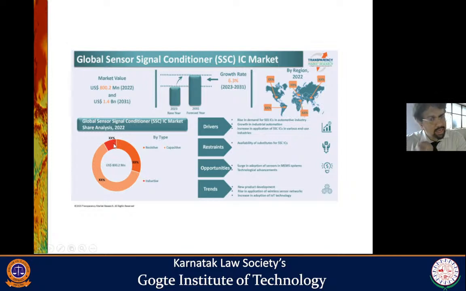Here you can see we generally categorize sensors as resistive, capacitive and inductive sensors. Out of that, you can see the market for capacitive is high, inductive also, as well as resistive. So if you combine and have the knowledge about all these types of sensors, you are going to do great. You can see the opportunities here. That is why there is a surge in adoption of sensors in MEMS systems, and a lot of technological advancements due to which the market is going to boom to a higher degree.